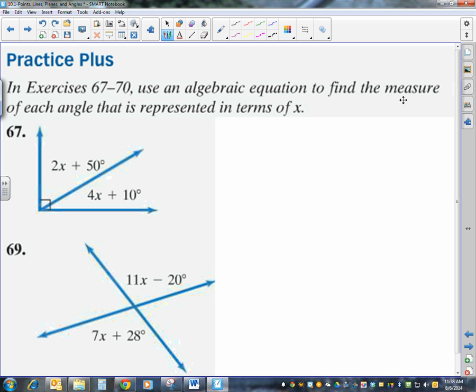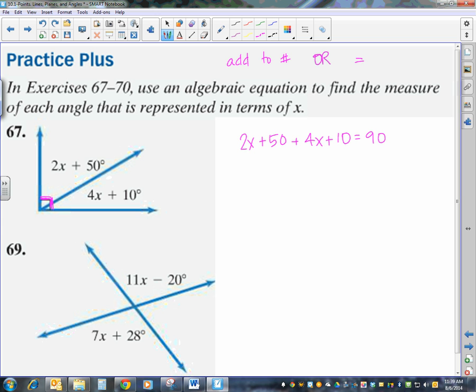It says, use an algebraic equation to find the measure of each angle that is represented in terms of x. So when you look at it, whenever you're solving angle problems, they're either going to add to some number or they're going to be equal to each other. So you've got to look, are these two equal? No, they're not equal, but because of this symbol right here, I know that they're going to add up to 90 degrees. So I'm going to come over here, 2x plus 50 plus 4x plus 10 equals 90.